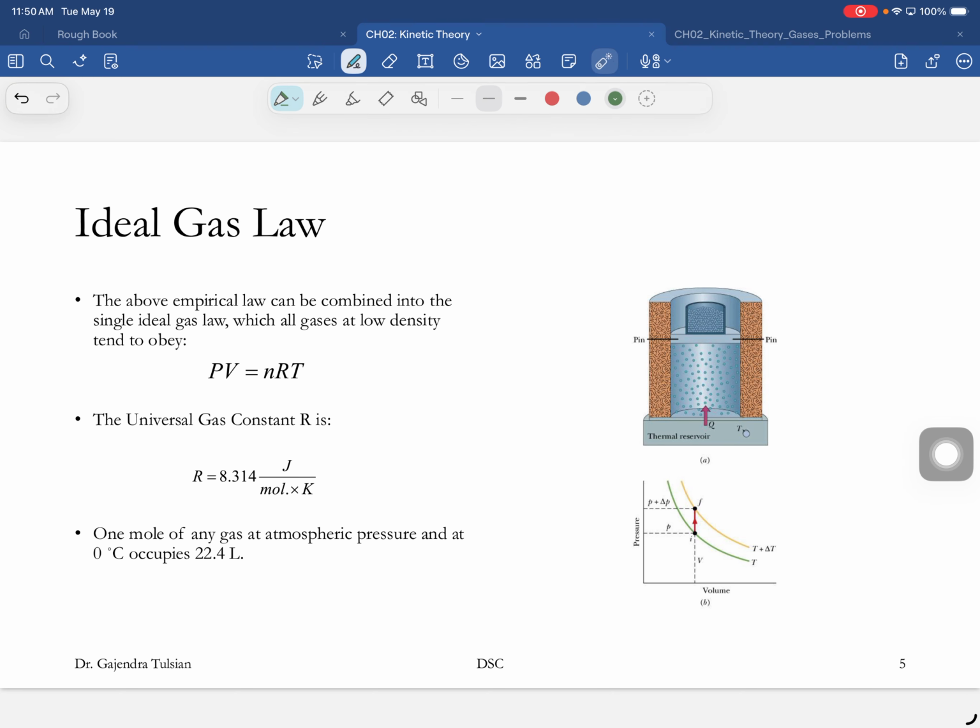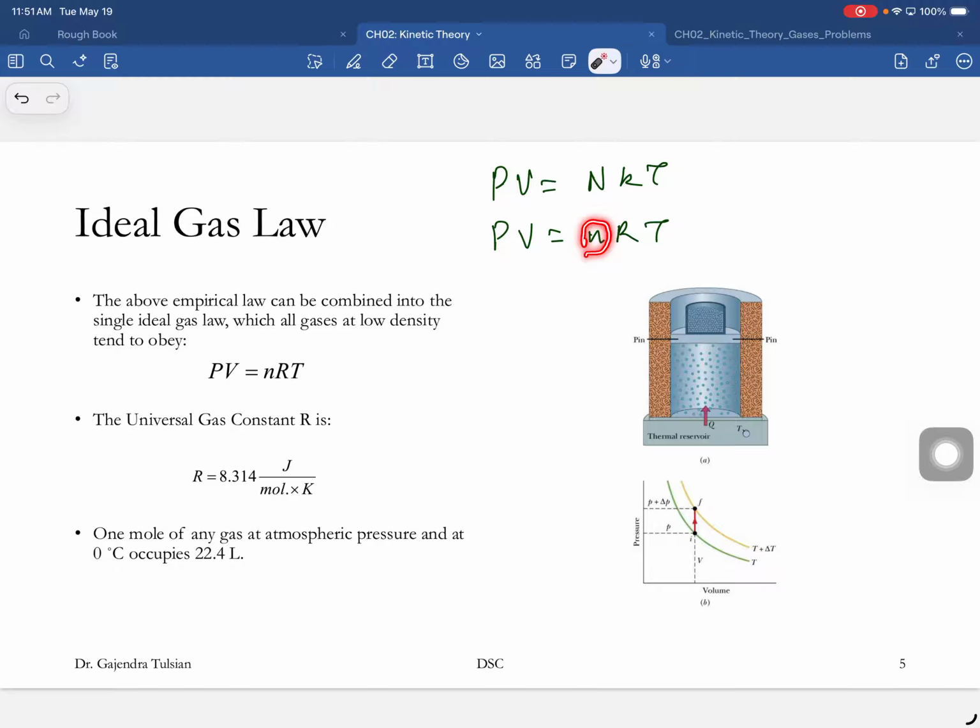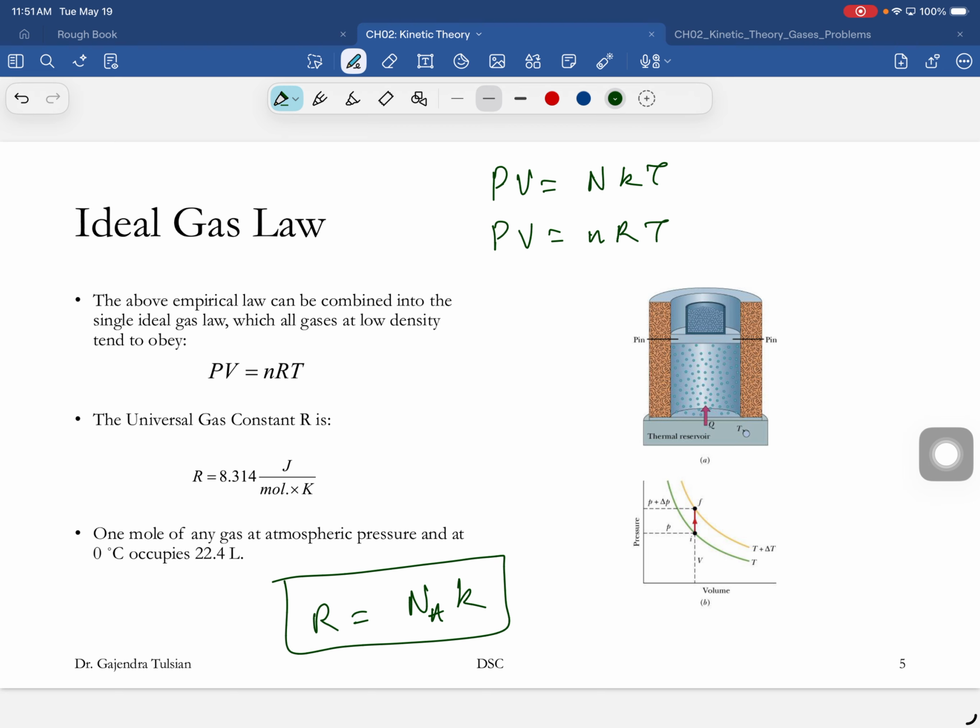So there's the ideal gas law. You see it in two forms, PV equal to NkT and PV equal to nRT. In the first formula, N is the number of molecules, and in the second, little n is the number of moles. This is Boltzmann's constant, and this is the gas constant. They are related: the gas constant is Avogadro's number times Boltzmann's constant.